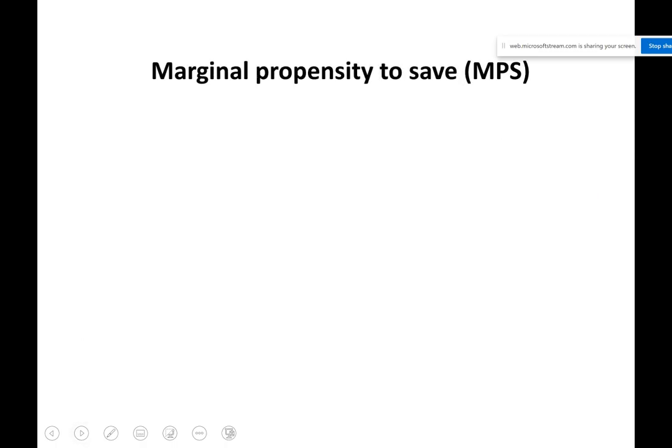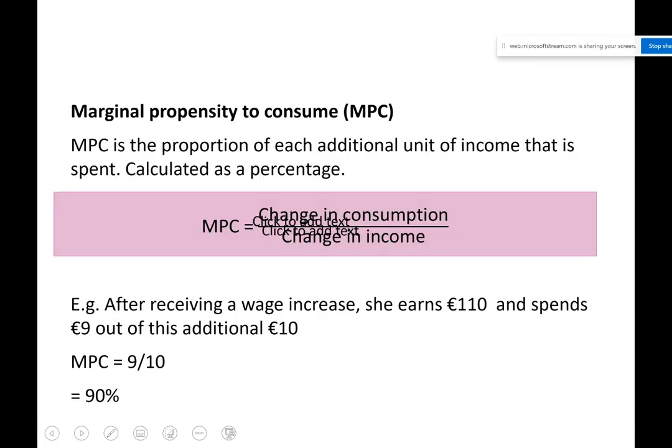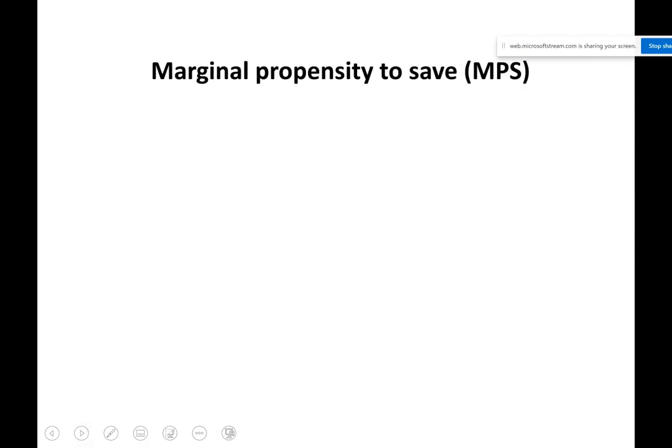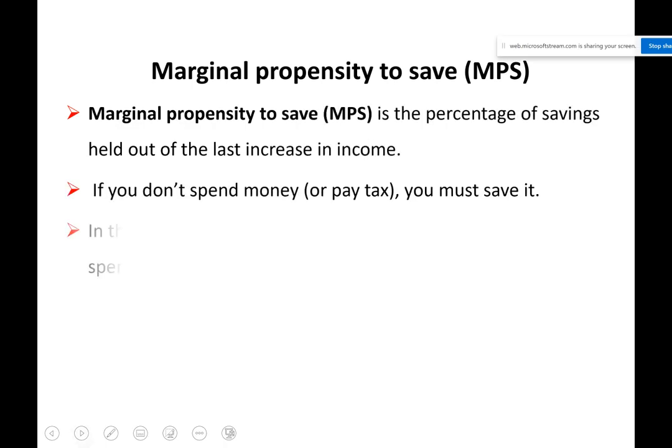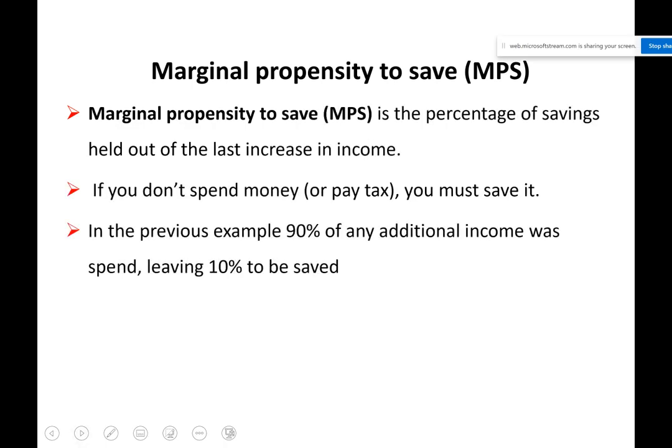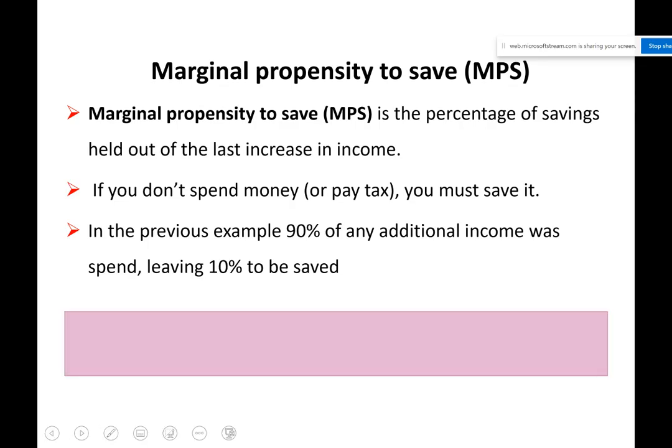Move on. We also have this thing called marginal propensity to save. Now, hands up. If our MPC figure is 90%, what do you reckon our MPS figure is? Well, marginal propensity to save is how much we save. And if we don't spend money, we save it. So MPS is essentially just what's left over. So in the previous example, 90% of additional income was spent, leaving 10% to be saved.